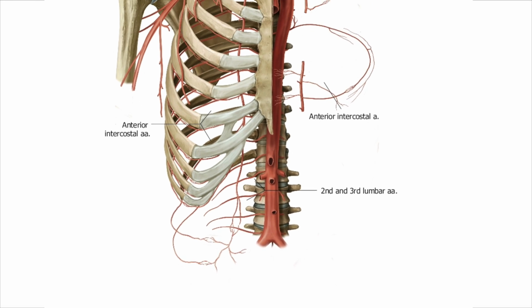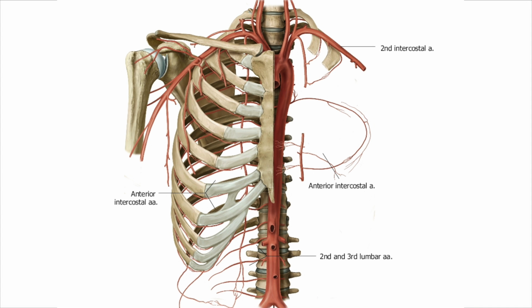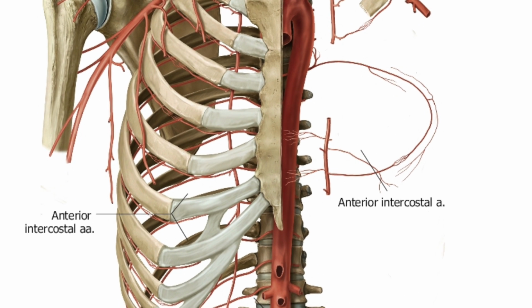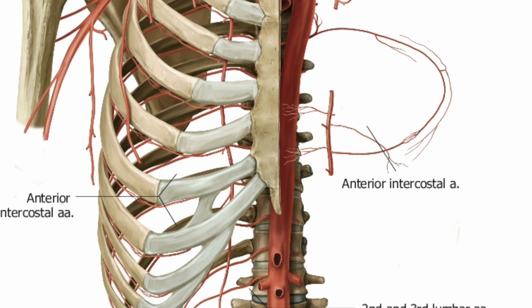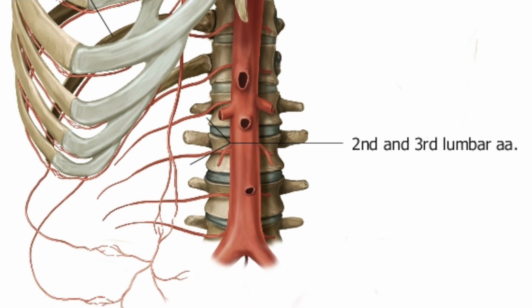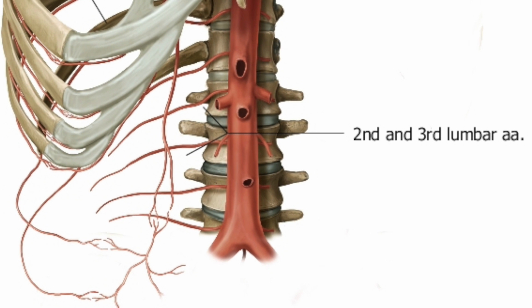If we look into the thoracic cavity between the ribs, we can see the intercostal artery. There are 12 intercostal arteries on either side of the aorta. In the lumbar region, these branches become lumbar arteries. There are 4 lumbar arteries.